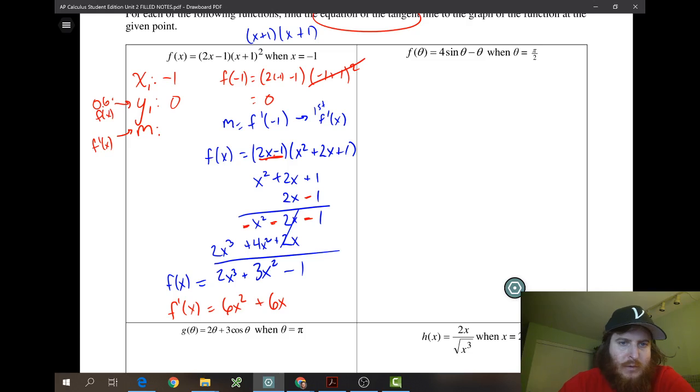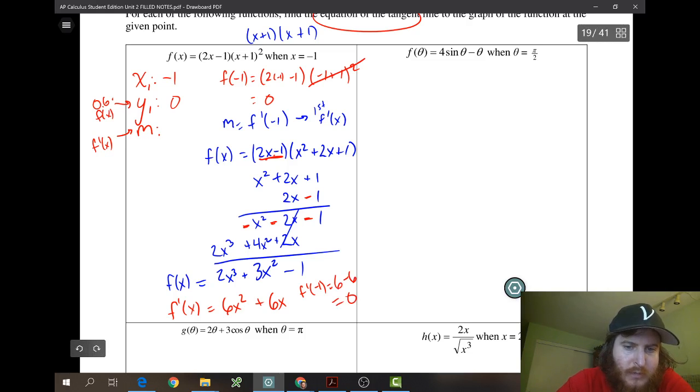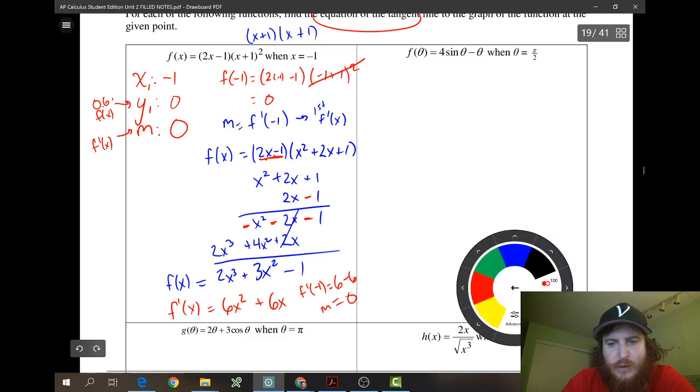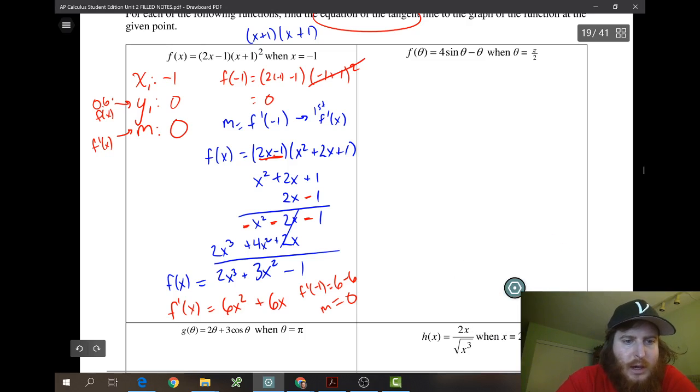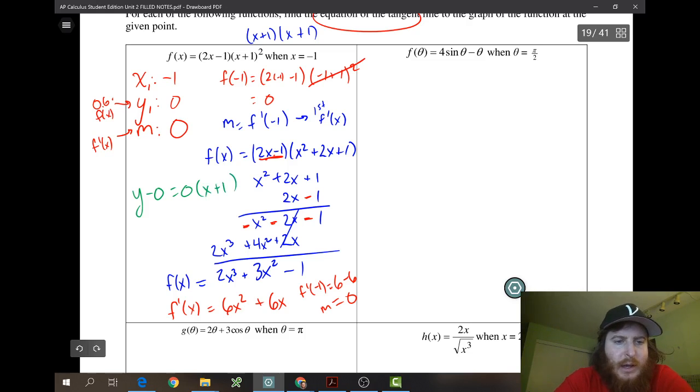So now for m, how do we find m? m is f prime of negative 1. We're plugging in negative 1 to f prime. So 6 times negative 1 squared is 6. 6 times negative 1 is minus 6, and we get 0. So that's what our m was. Now that we have that, we can do our point slope form. So y minus 0 equals 0 times x minus 1 minus negative 1 plus 1. You could rewrite this as y minus 0 equals 0, so just y equals 0, which is the x-axis.